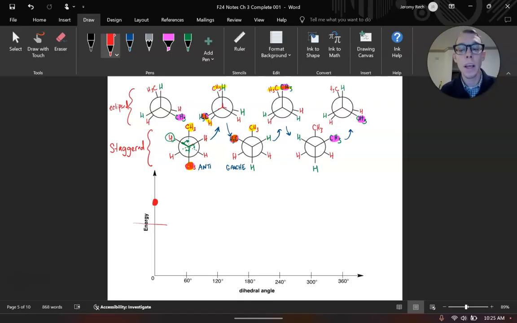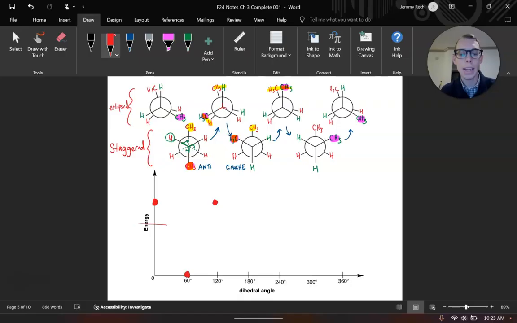An eclipse is going to be a lot more energetically costly than our staggered. So it's going to be the higher end. But we know it's not going to be the worst one, because that third one is actually going to be even more expensive, because we have those 2 big groups on top of each other. Now, our first rotation is going to be 60 degrees, and it's going to get to the second one, which is our bottom left. And that one is going to be an anti-configuration, which is going to be the lowest energy possible, all the way down here. We're then going to go up to our eclipsed again, and that eclipsed one is going to have the same energetics as our first one.